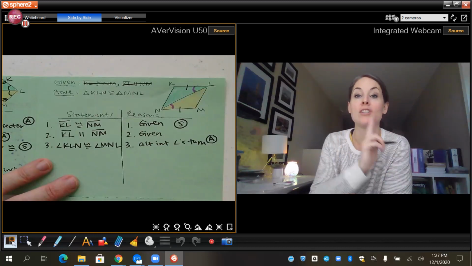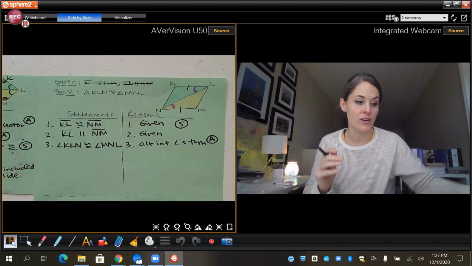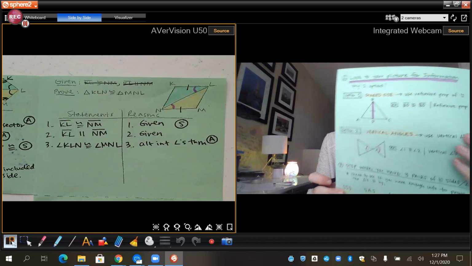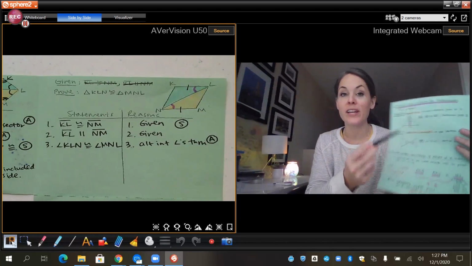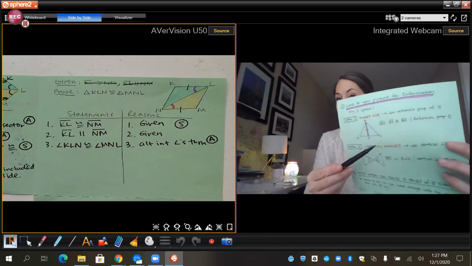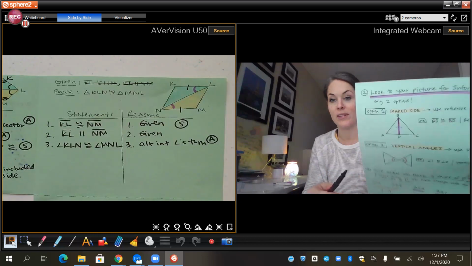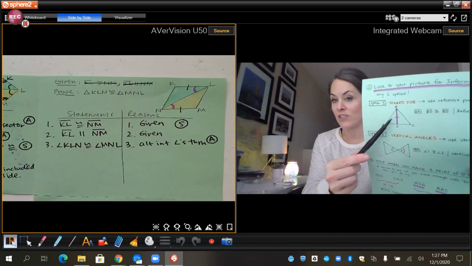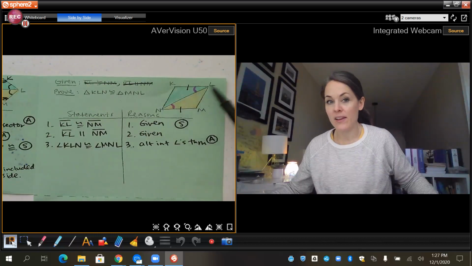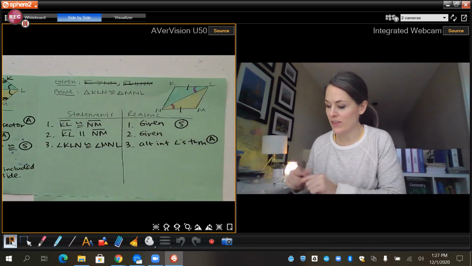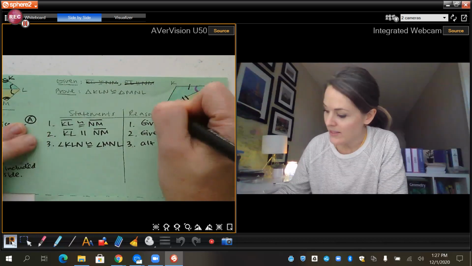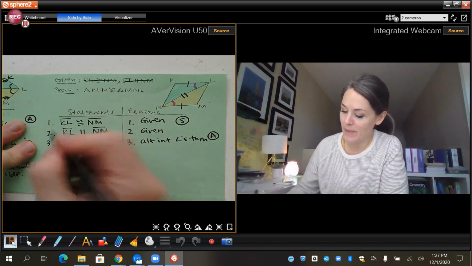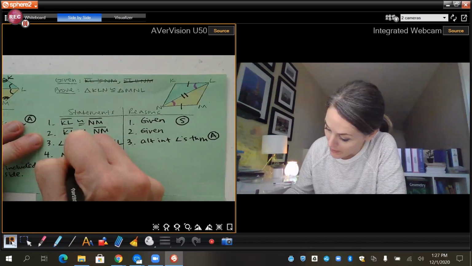So again, I have to look back at my picture right here, getting these two things. So hopefully you're getting these now without looking at this, but if not, just keep using this for now. So here I have a shared side again, okay, because they kind of butt up to each other right there. So I know that segment NL is congruent to segment NL. So I'm going to state that by reflexive.